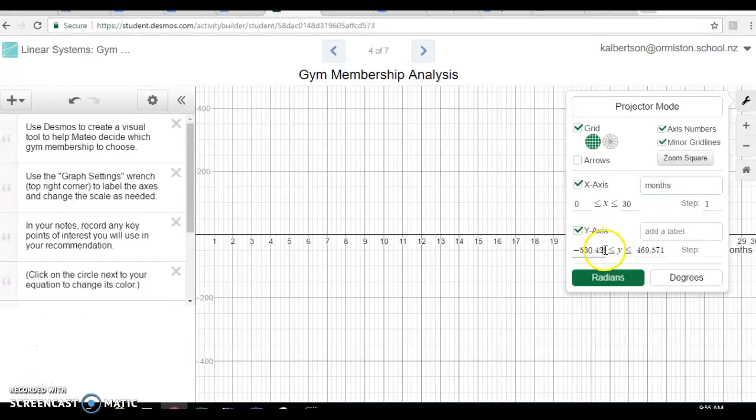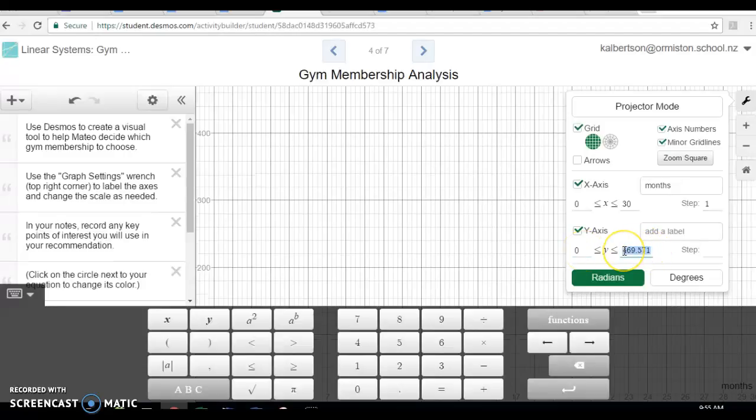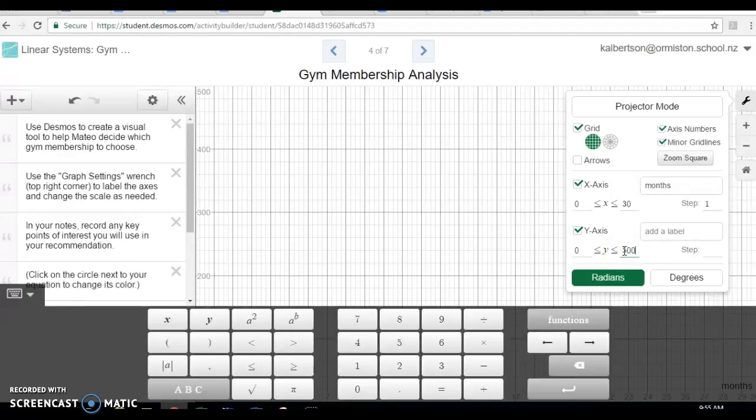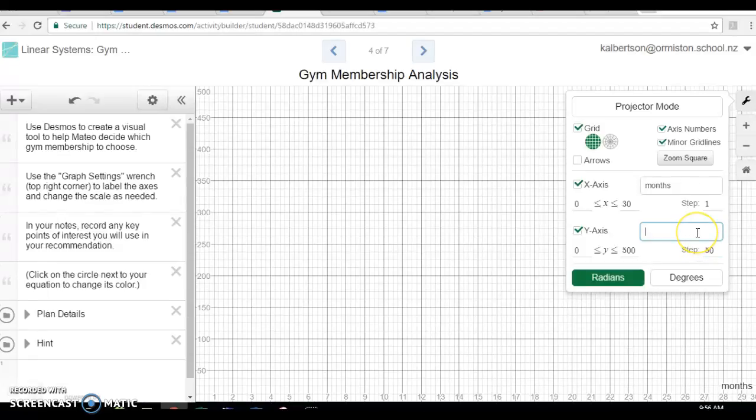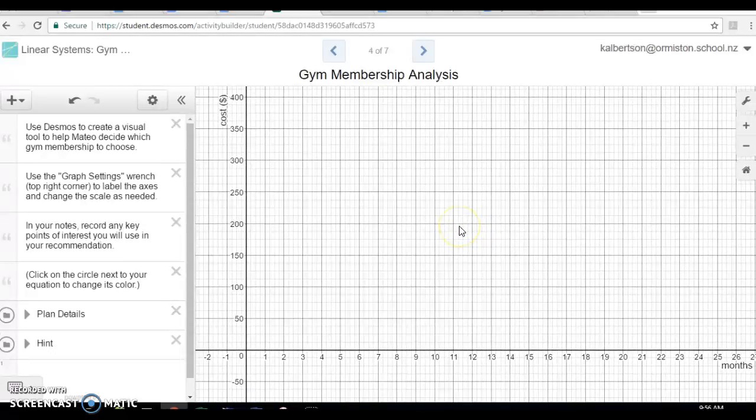And for our y-axis, that's the one where I worked out that I would need to go from 0 to about maybe 500. We can always change this just by clicking on it anyway. And we'll make our step here maybe 50. And we're going to call this cost, and we're going to put in brackets dollars. Okay, so we're now ready to go with our graph. There it is.